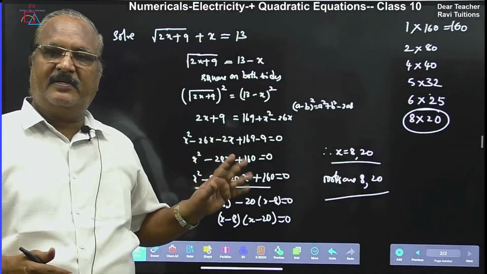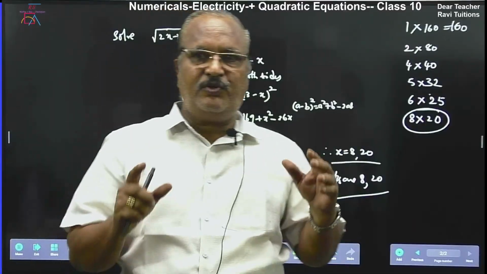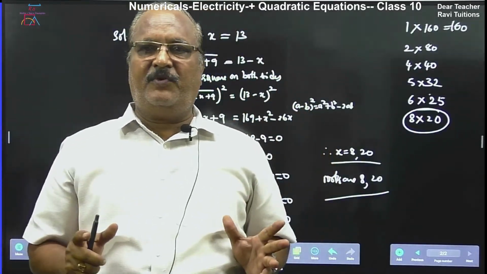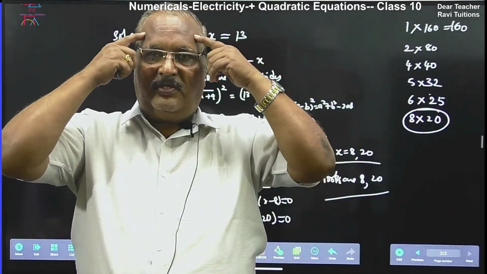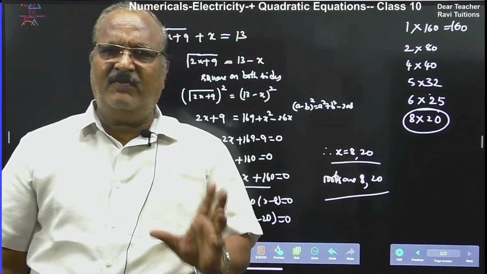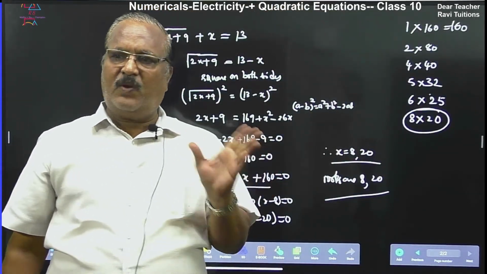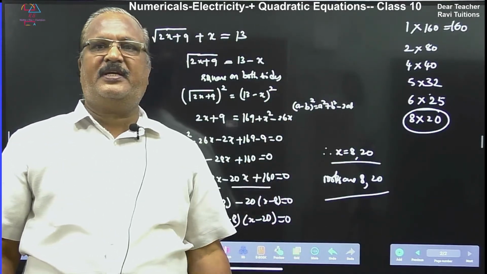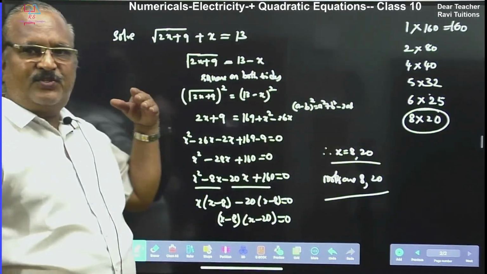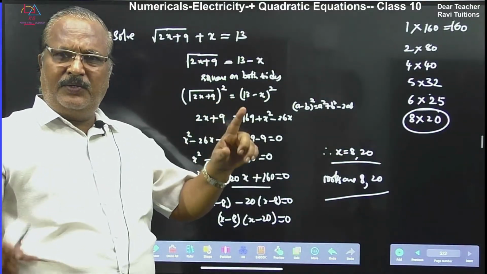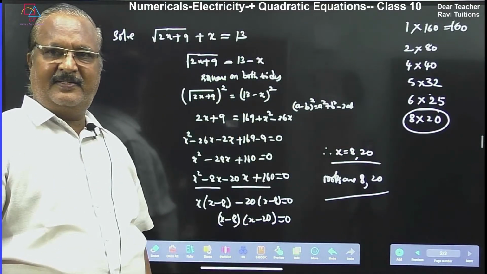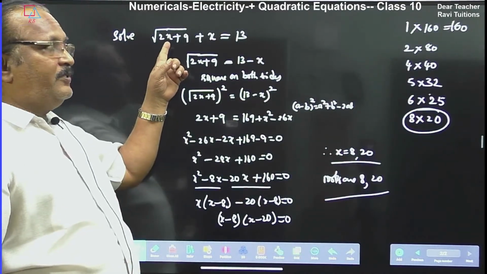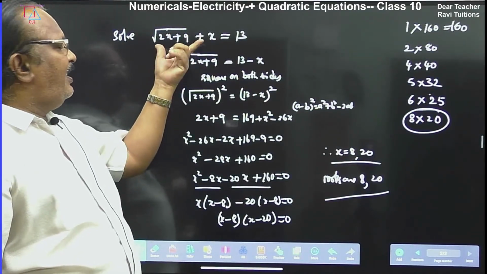Easy question. The procedure is you have to bring it to the standard form. That thing should immediately strike. Whenever you find a quadratic equation is not in the standard form, definitely you have to bring it to the standard form. So when a square root term is there, you have to square it on both sides. If you square it on both sides, again a square root will come.